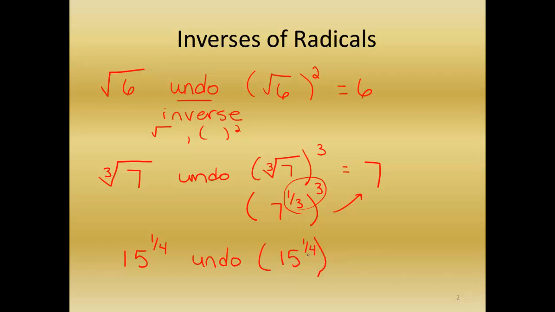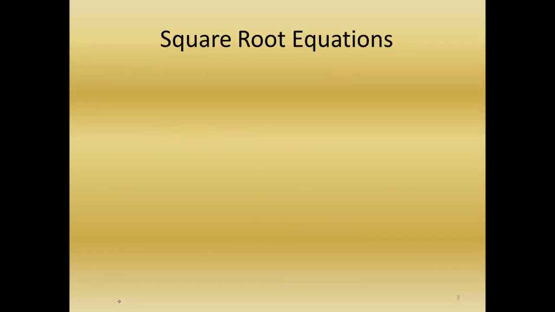what's going to give me an exponent of 1? We'll raise it to the 4th. I multiply those two exponents, and I'm left with 15. And so this undoing of square root squared, cube root cubed, 4th root 4th, that's what we're going to use to solve our equations. So the first couple I'm going to do are going to be square root equations.